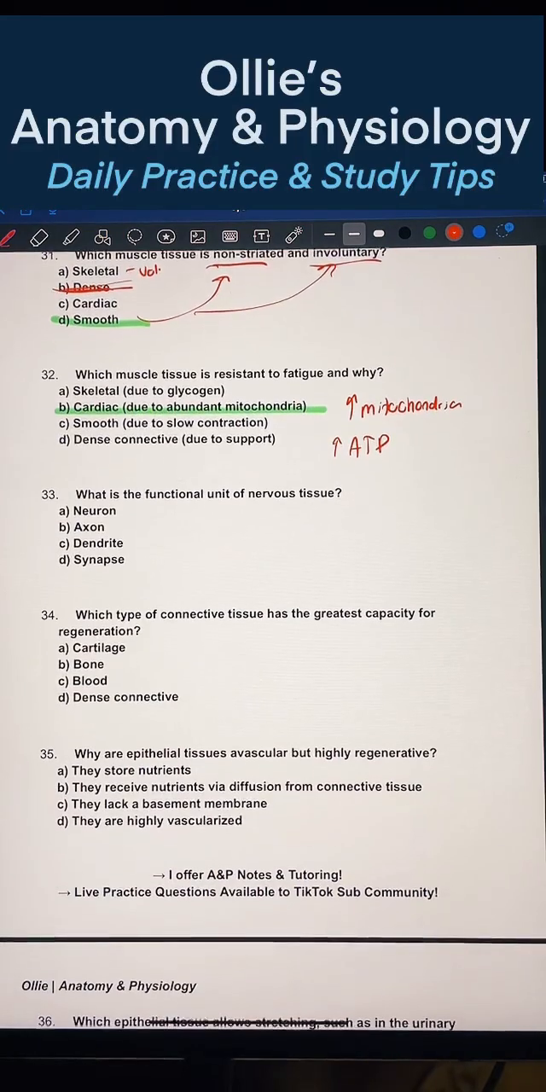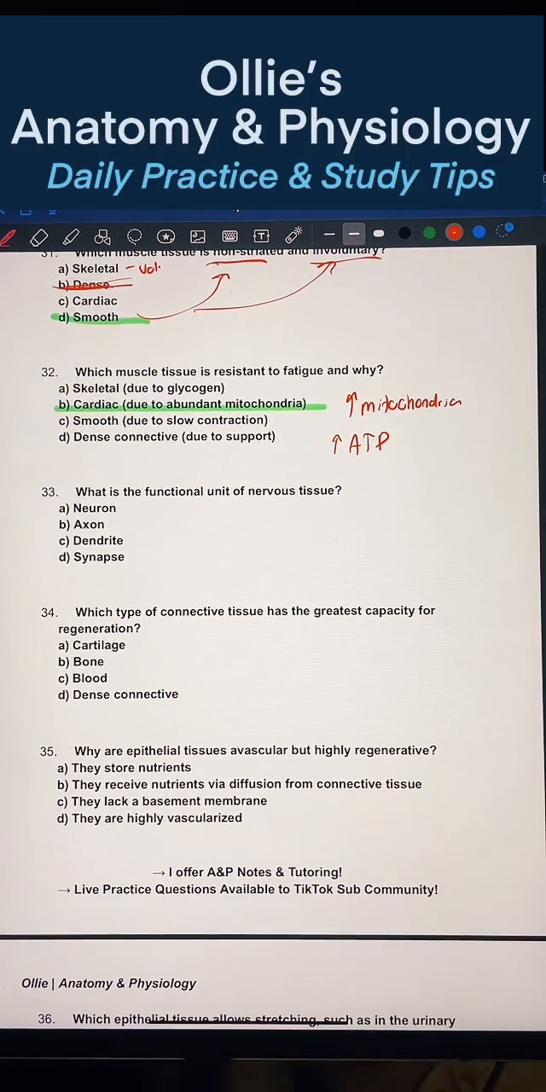Number 33, what is the functional unit of the nervous system? A, B, C, or D?